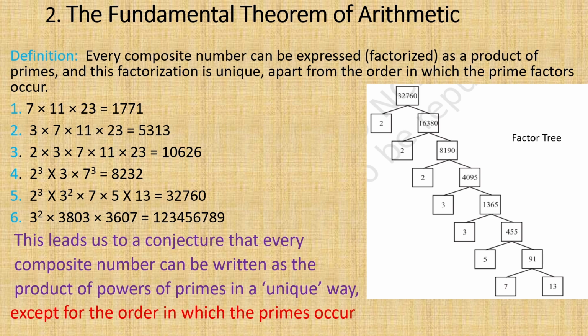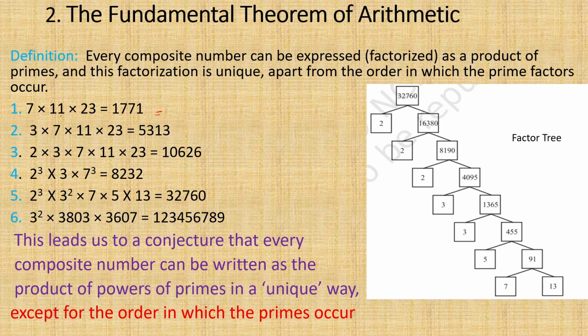That order of numbers may be changed. Okay, here I will show an example. Here you see, 1771 is a composite number. It has factors 7, 11 and 23. So this composite number can be expressed as a product of prime numbers. That is the first point. And this factorization is unique.